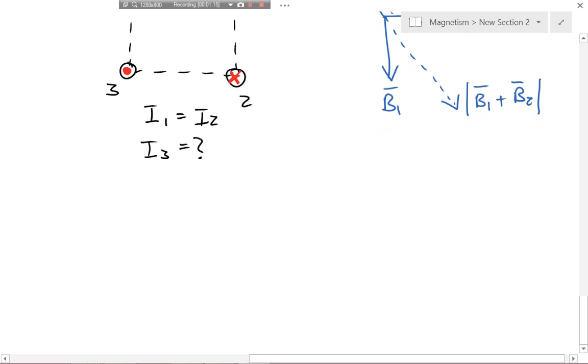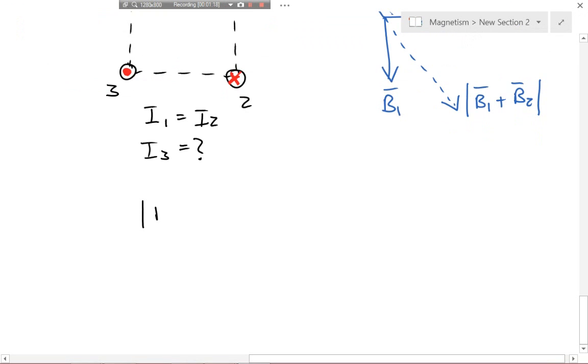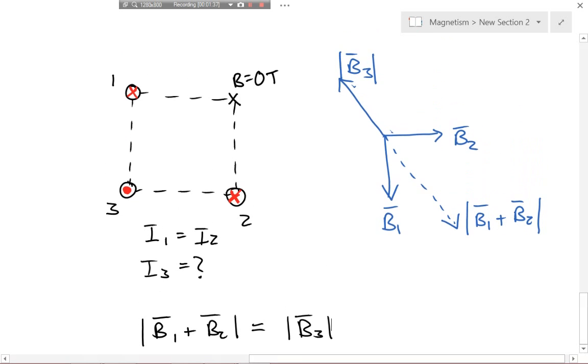So right away, I can say that if the magnitude of the net magnetic field created by wires 1 and 2 is equal to the magnitude of the magnetic field created by wire 3, then the magnetic field at the empty corner will equal 0. Now, what is the magnitude of the sum of these two magnetic fields? Let me go ahead and just label this box. Let me call this distance right here r. So that's the length of one side of the square.